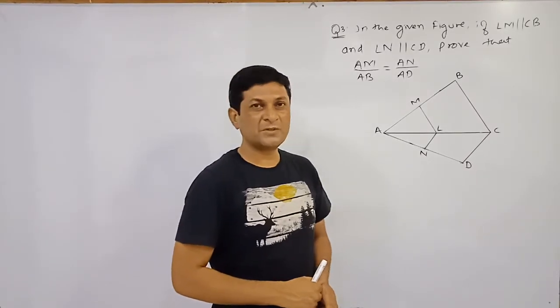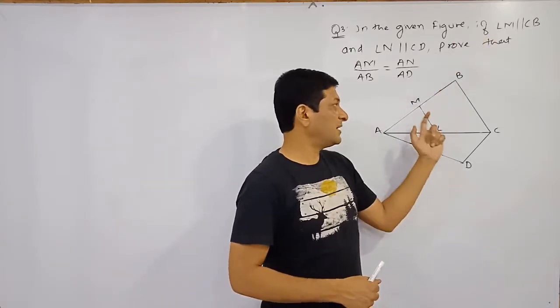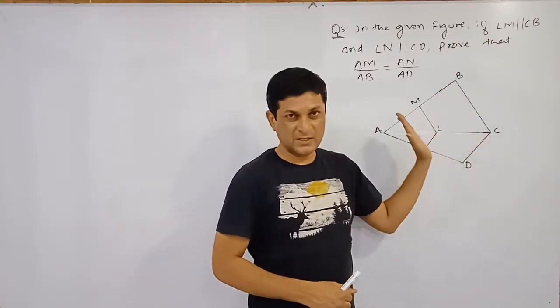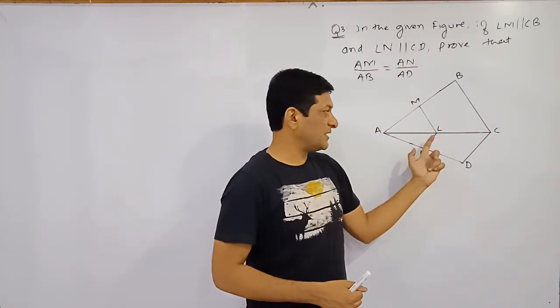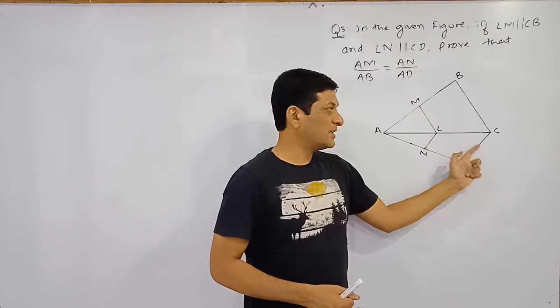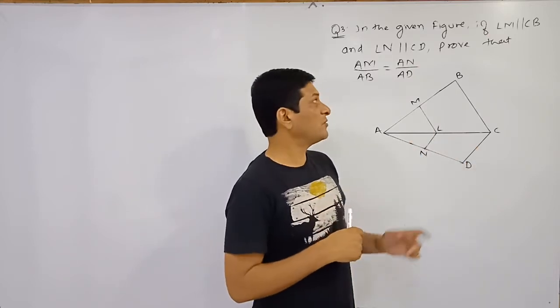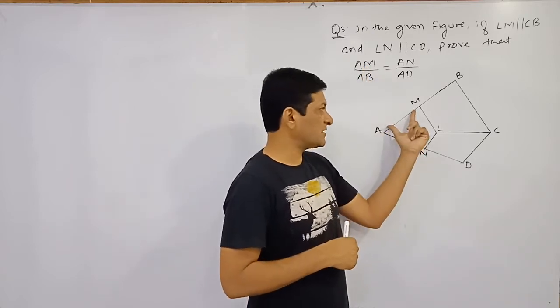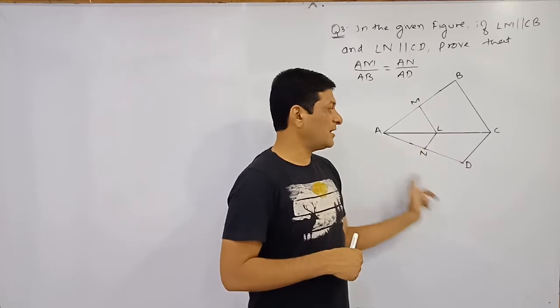See, in question number 3, observe the given condition. It is given to us that in this figure, LM is parallel to BC, and LN is parallel to CD. These are the given conditions. Using these given conditions, what do we have to prove? AM upon AB will be equal to AN upon AD.